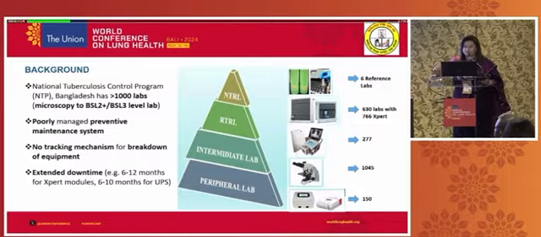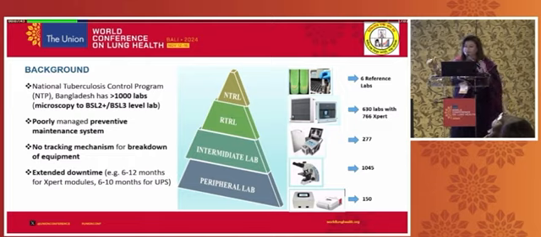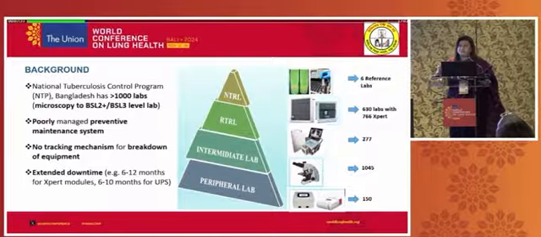Below the regional lab, we have the intermediate labs. These are the district level hospitals, chest disease clinics, and chest disease hospitals with GeneXpert, X-ray, and microscopes. Below the intermediate labs, we have the peripheral labs at the sub-district and below sub-district level. At the sub-district level, we have the GeneXpert system, microscope, and X-ray. Below that, at the community clinic or family welfare center, we have the TrueNet system.